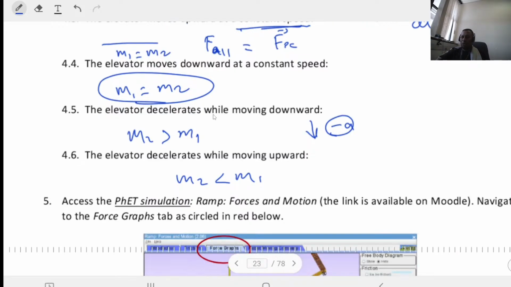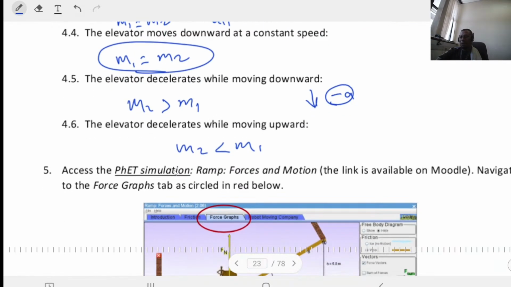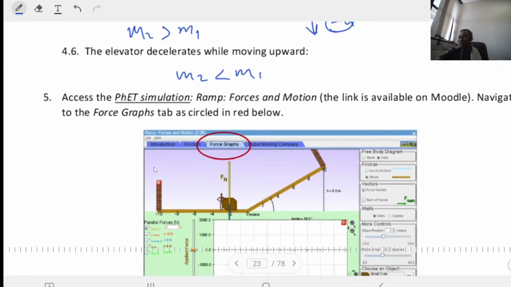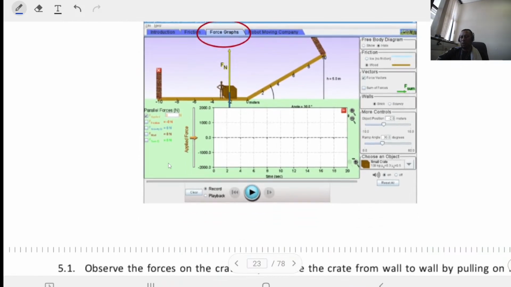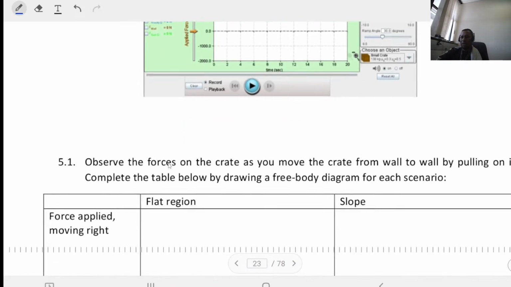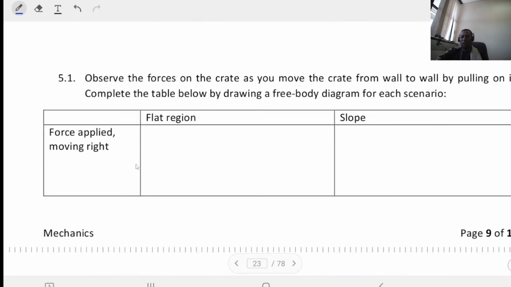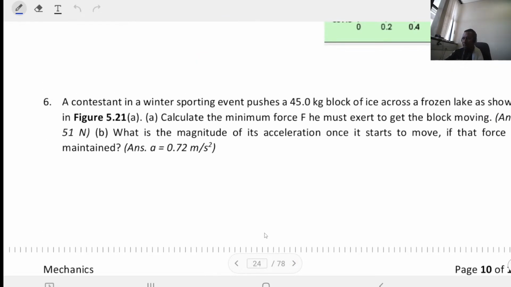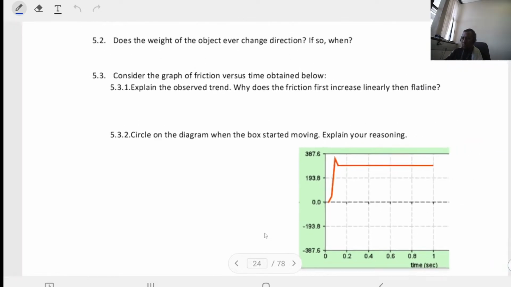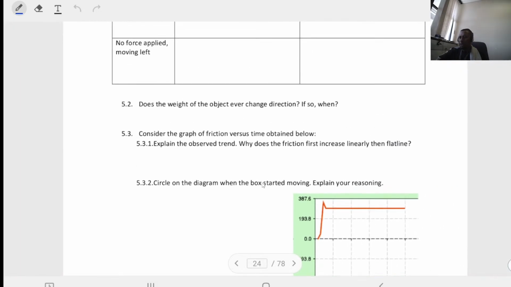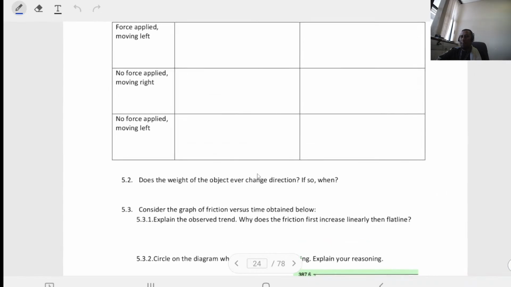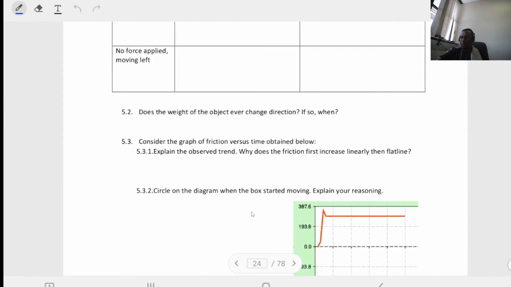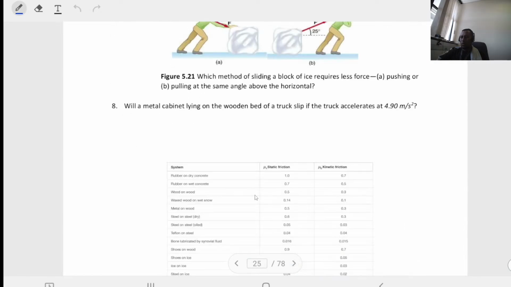She also gave you a PhET simulation on ramp, force and motion. The link is available on Moodle. I'm not going to do it for you. Please go through this one. Basically, that is the end of what I am planning. Yeah, it continues. Let me go back. This is all with that simulation. I'm not going to do that one. You have to go over there.